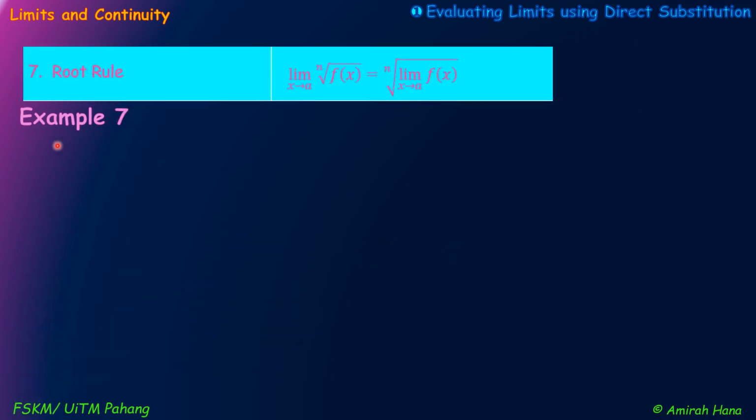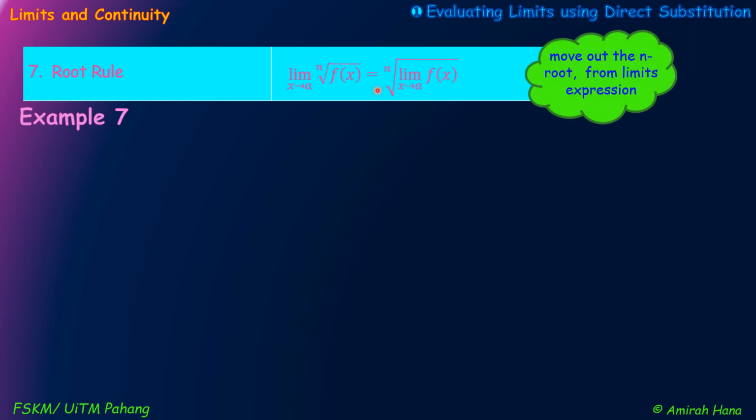Now we look at example 7 under root rule. This is the last rule under properties of limits. If we have limit x approaches a of the nth root of f(x), it is equal to the nth root of limit x approaches a f(x). We can move out the nth root from limit expression.